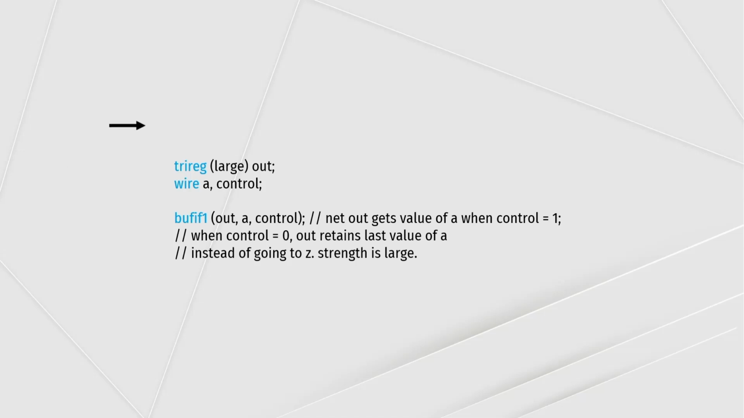In this example, we have a trireg net named out with a large strength. We also have a wire named A and a control signal. The bufif1 statement drives the out net with the value of A when control is 1. When control is 0, instead of going to high impedance, the out net retains the last value of A thanks to the capacitance modeled by trireg. This example demonstrates how trireg helps to maintain the last driven value when no active drivers are present, providing a stable output even in the absence of a driving signal.